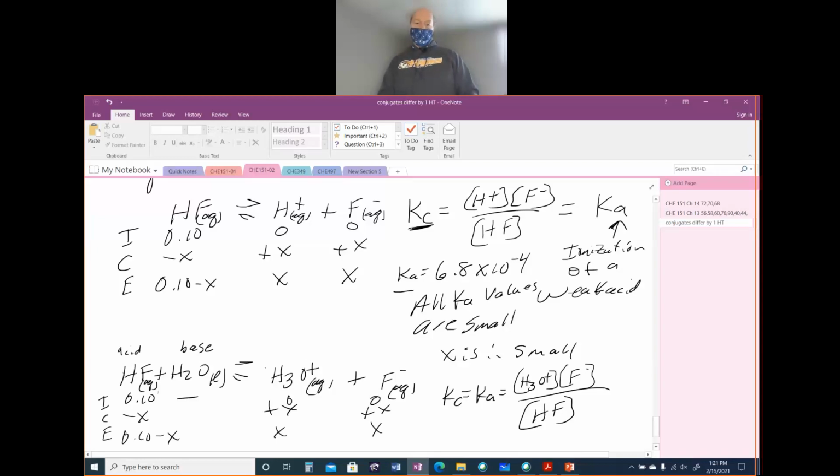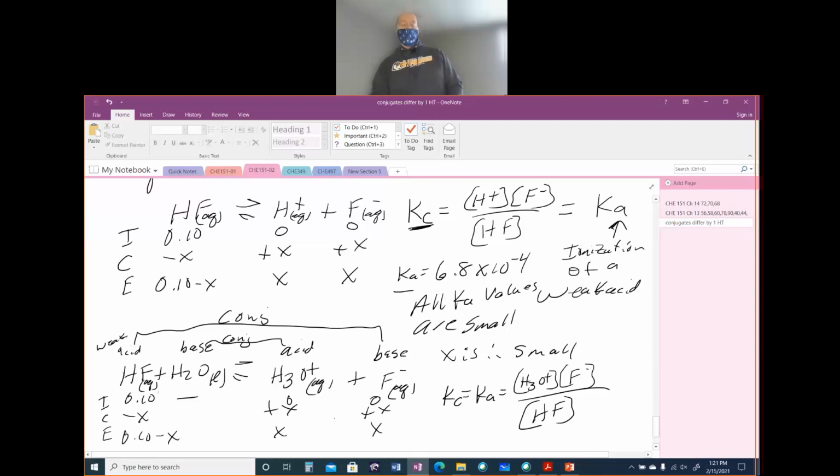HF is your acid. We see that H3O plus is always an acid, and F minus is a base. It doesn't have any H's to be an acid. And so we have our conjugate acid-base pairs. They just differ in one H plus. So here we have HF, which is a weak acid.